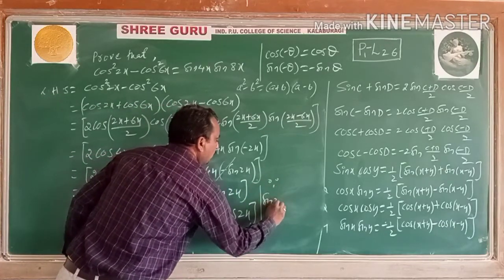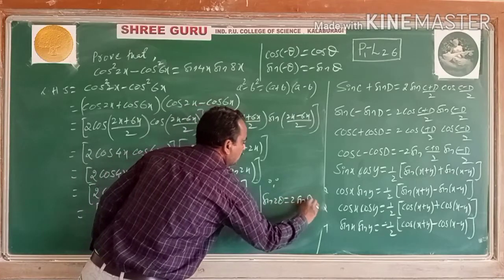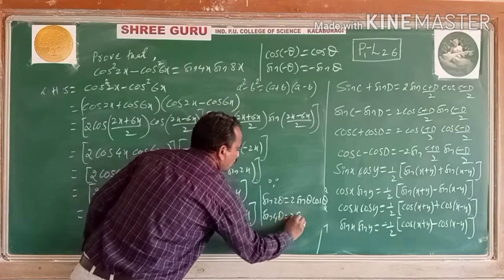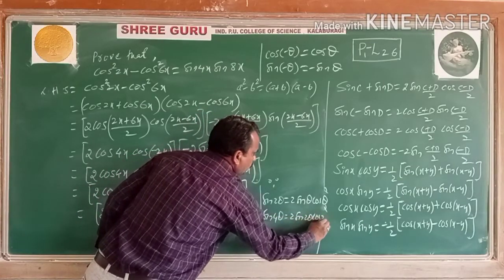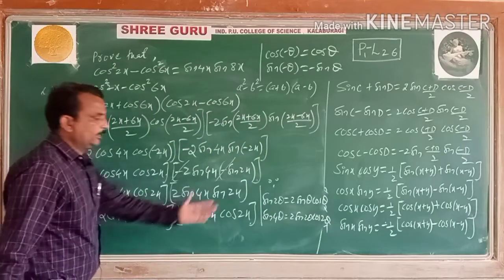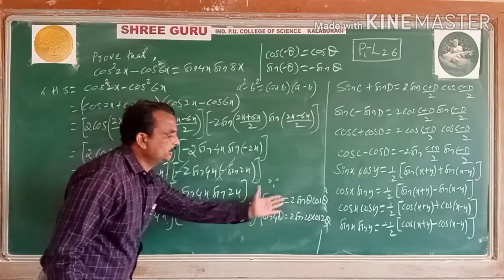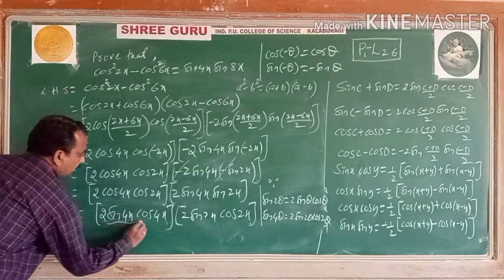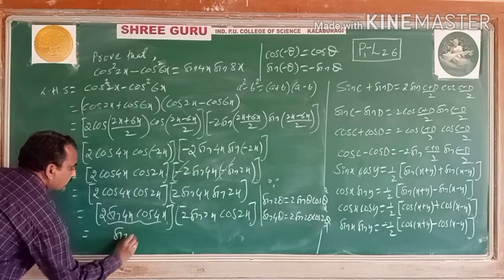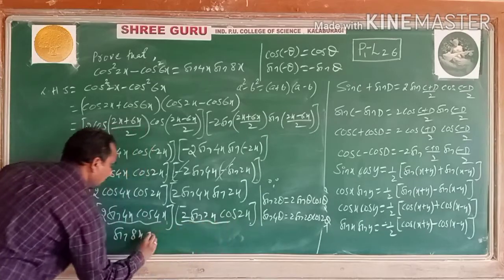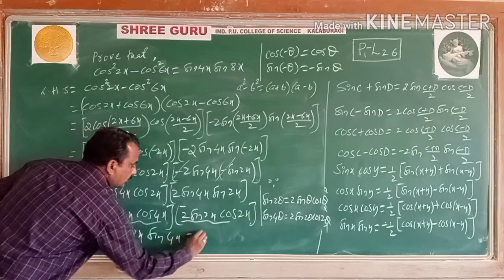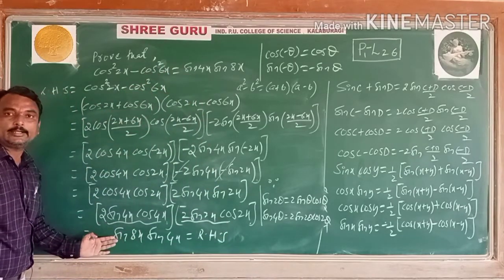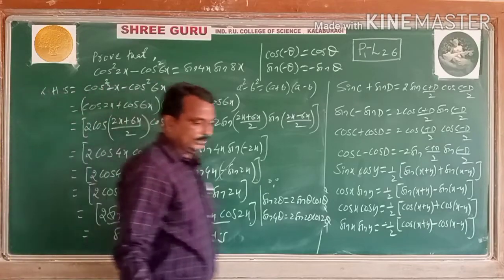Sine 2 theta is equal to 2 sine theta into cos theta. Sine 4 theta is equal to 2 sine 2 theta into cos 2 theta. Like that, multiple angles. You may write 100 theta also, 3 theta by 2, cos 3 theta by 2. In terms of half angles, what does this become? This is sine of 8x. What does this become? This is sine of 4x. This is your RHS: sine 4x into sine of 8x.